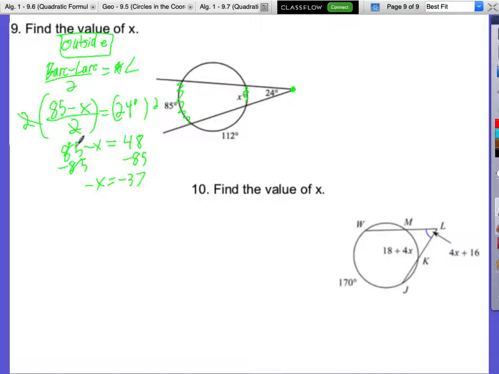That's weird. But you don't want this x to be negative. How do we make it positive? We divide by negative 1, because anything divided by negative 1 is the same number, just a different sign. What's negative x divided by negative 1? Just x. And what's negative 37 divided by negative 1? Just 37. So x ended up being positive, and it's all okay.